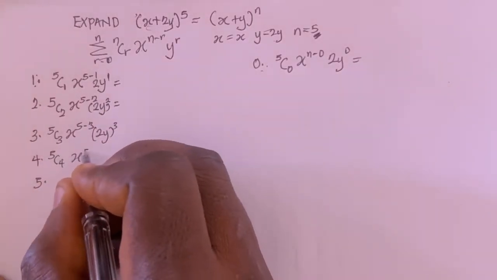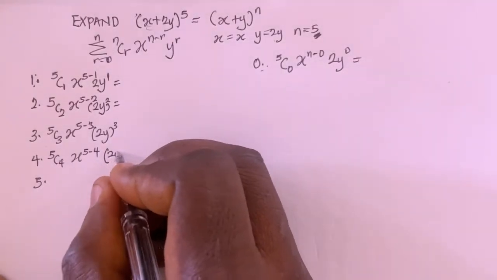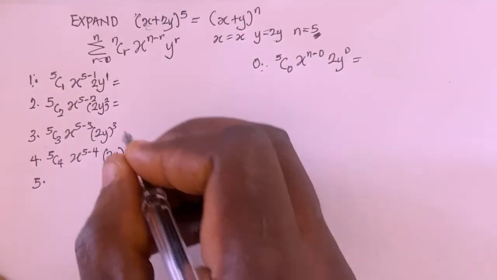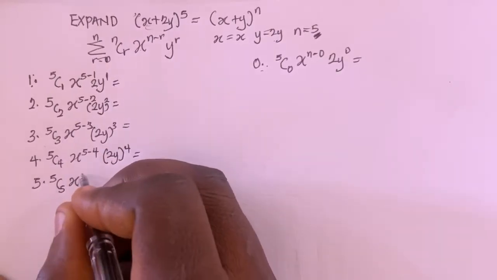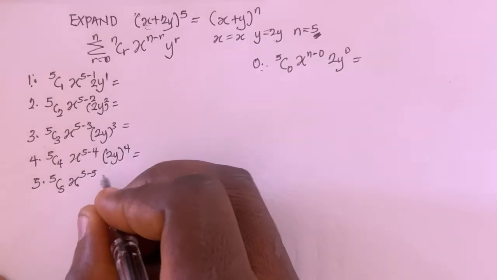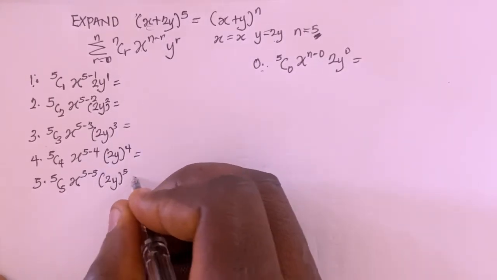x is to the power 5 minus 4, then here I'm going to have 2y raised to the power of 4. Then I'm going to have 5 combination 5, where x is to the power 5 minus 5, also followed by 2y all raised to the power of 5.